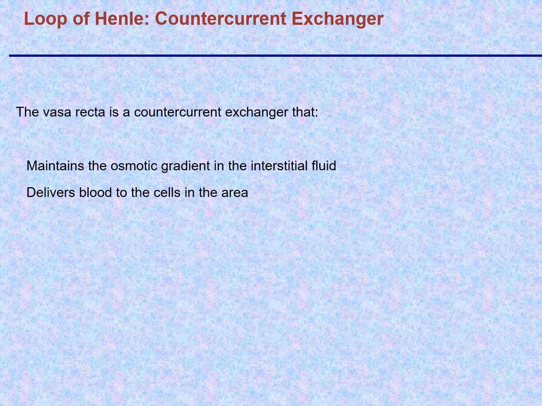Countercurrent exchanger effect of the vasa recta is also important. It helps to maintain the osmotic gradient in the interstitial fluid and delivers blood to cells in the area. In other words, it delivers oxygen to cells in the area. But it's also involved in secretion and reabsorption, of course.